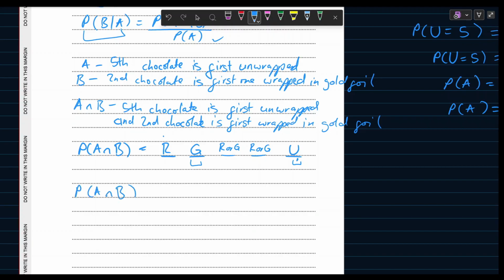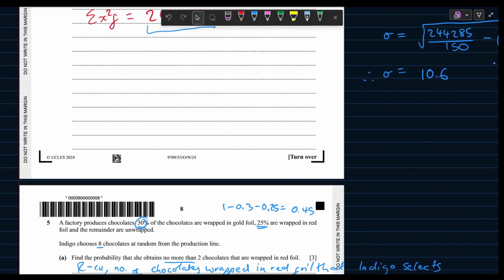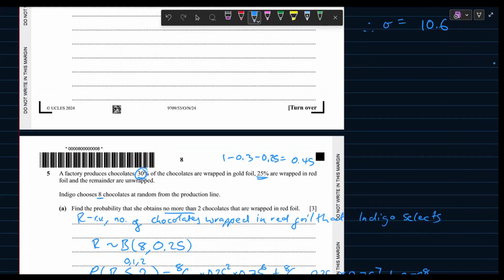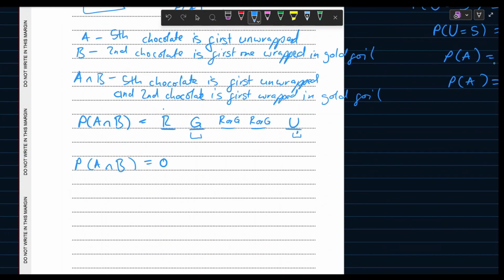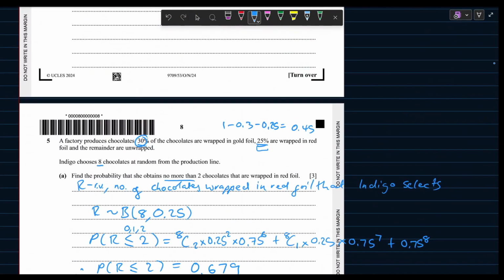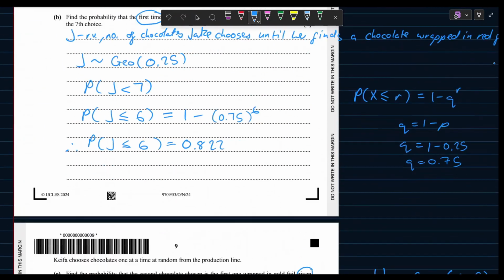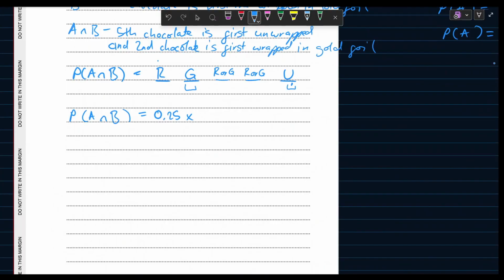So what's the probability of picking a red chocolate? Red chocolate is up at the top. Red chocolate is 25%, so 0.25. And then gold is going to be 30%, so 0.3. Okay, so that's times 0.3 times, here we've got red or green, so we're going to add the two.